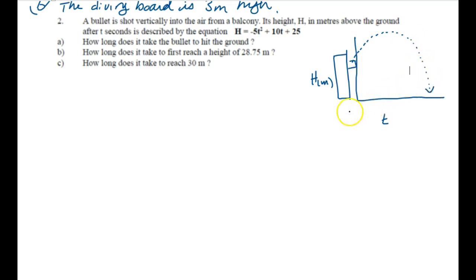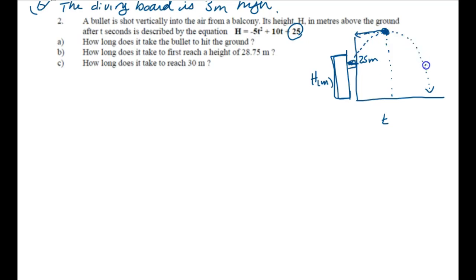And what goes up must come down. We know that the balcony will be 25 meters. By the way, this is my building. It's 25 meters above the ground. So from the last unit, if I asked you here, what was the maximum height reached by the bullet, you could do that. You get your axis of symmetry, you find the time when it reached the max height, put that back into the equation, and you would find the maximum height.